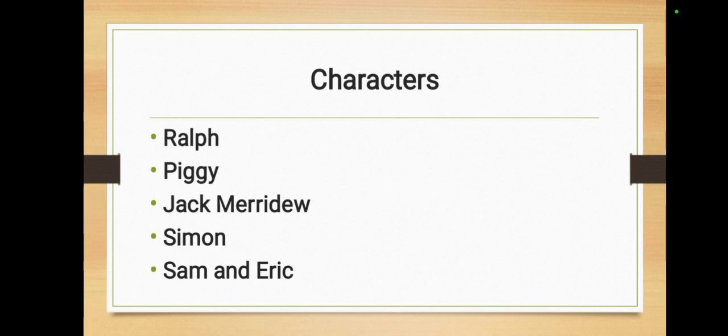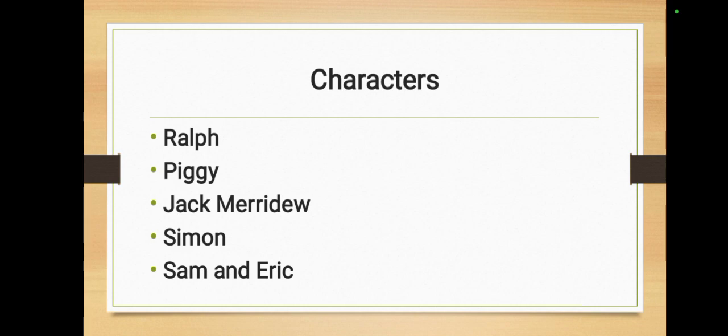Jack Merridew is the leader of the boys' choir. Jack exemplifies militarism and borders on the authoritarian. His cruel and sadistic preoccupation is with hunting and killing pigs. His sadism intensifies throughout the novel, and he eventually turns cruelly on the other boys.